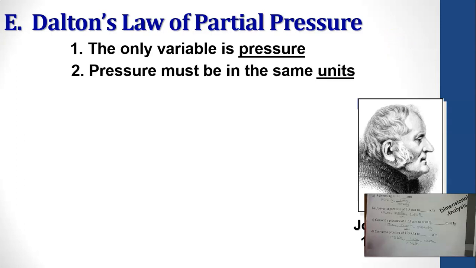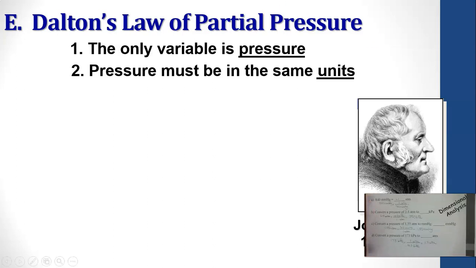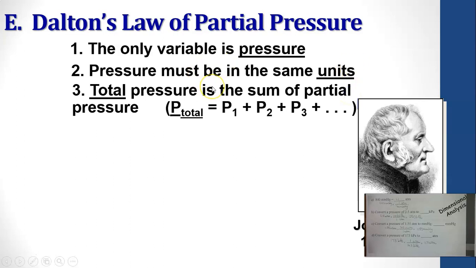So we learned about different units. You know, we have different units with kilopascals, atmospheres. To use Dalton's law of partial pressures, all the pressures have to be in the same unit, which of course means we're going to make you convert. For Dalton's law of partial pressure, the total pressure is equal to the sum of the partial pressures. Totally easy. It sounds complex, but I can assure you this is simple.